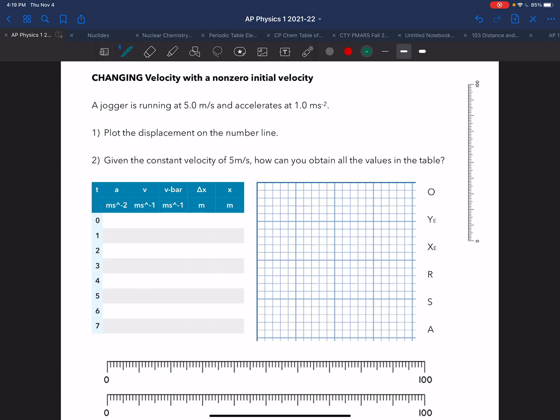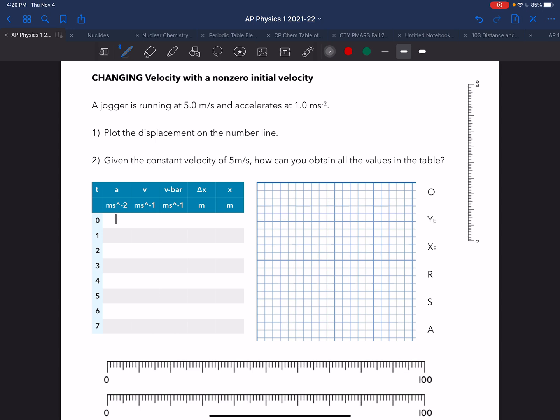So in this installment, we will build on the previous two. So now we have changing velocity with a non-zero initial velocity. So we have the same jogger running at 5 meters per second, but she also accelerates. So we have an acceleration of 1.